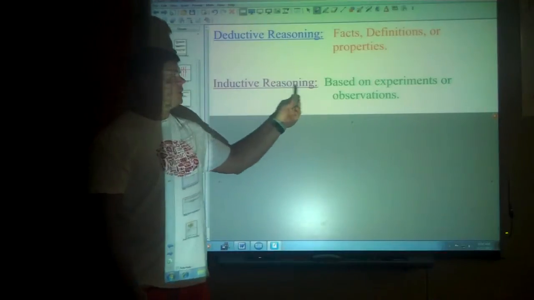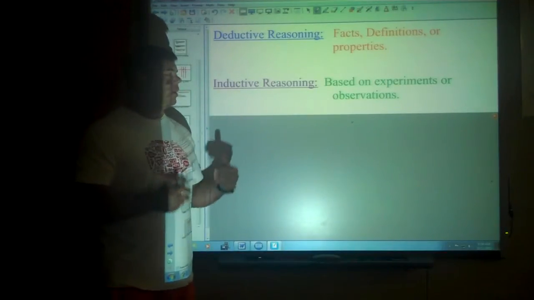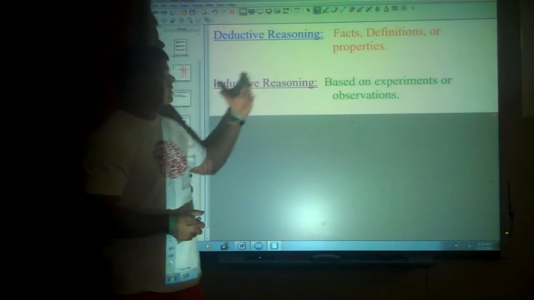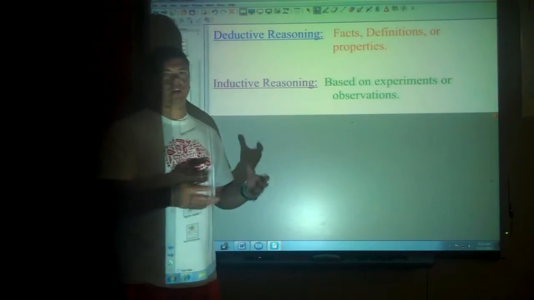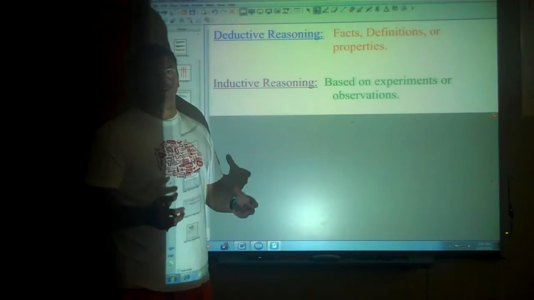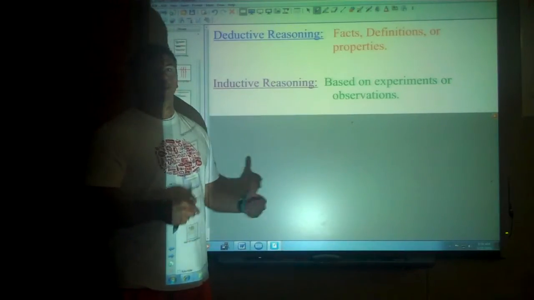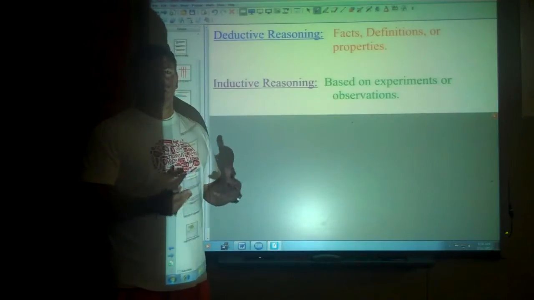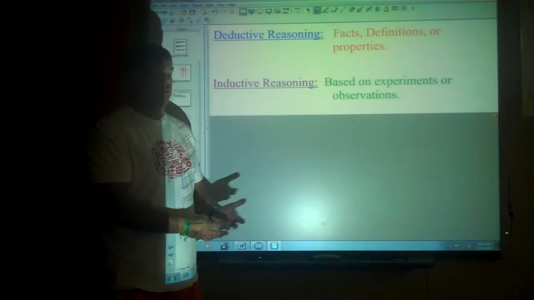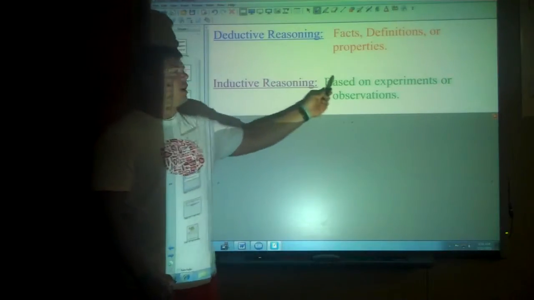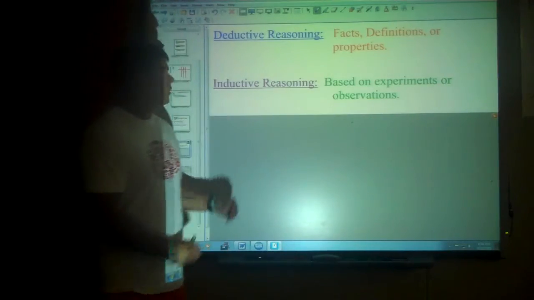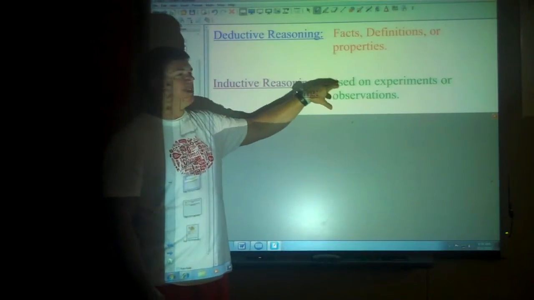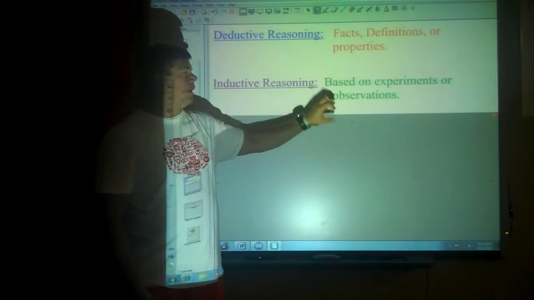Inductive reasoning is more based on the experiments or any observations that you see. So if you were playing basketball and you were observing a player on the other team that you were going to defend, you might realize, oh, they're right-handed because they're always dribbling with their right hand. Maybe you want to force them to their left because that might be their weaker hand. You don't know that that's a fact yet. You're just basing it on the observations that you've seen. So inductive reasoning is different than deductive because this is not based on facts. It's based on experiments or observations.